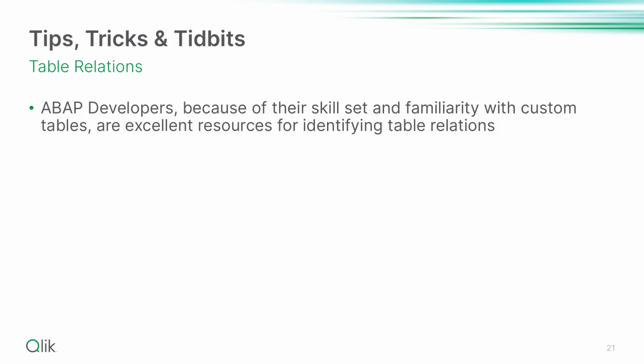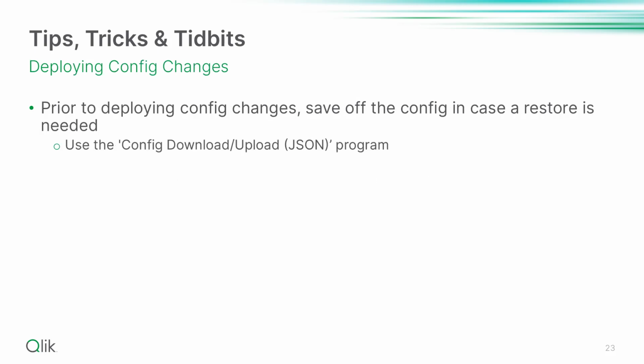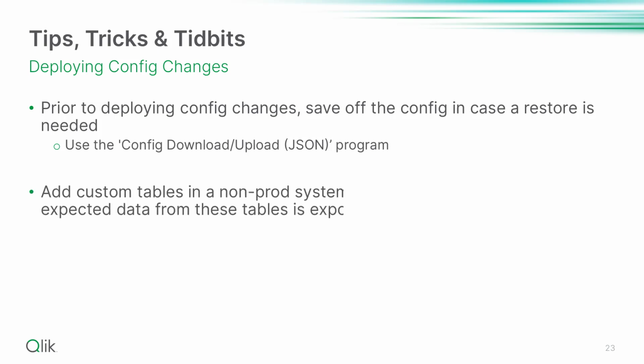ABAP developers, because of their skill set and potential familiarity with the team's custom tables, are typically excellent resources for identifying table relations. It is not necessary to include the client field in the table relation because this is managed within the Qlik code. Prior to deploying changes, save off the config in case a restore is needed. This is easily done using the config download upload JSON program.